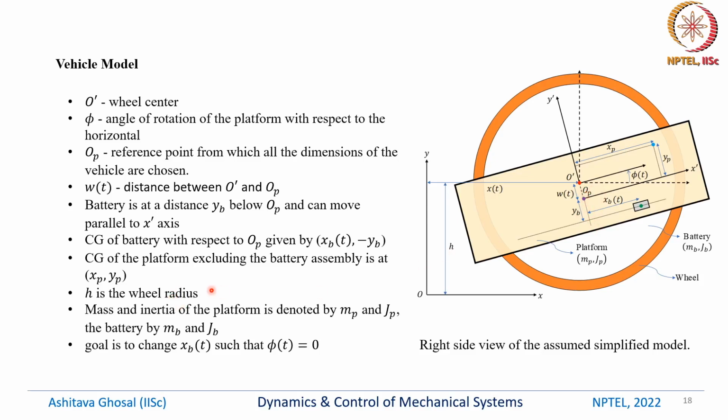The CG of the platform excluding the battery assembly is at xp comma yp, and h is the wheel radius. The mass and inertia of the platform is denoted by mp and jp. The mass of the battery is denoted by mb and jb, and the goal is to change xb such that phi of t is 0, as the wheel is moving forward.